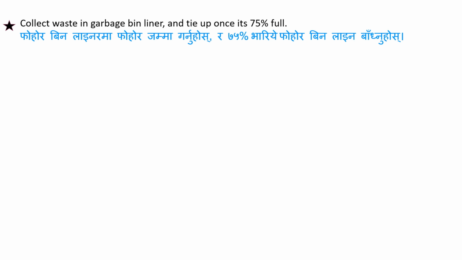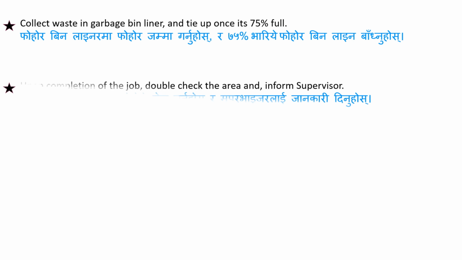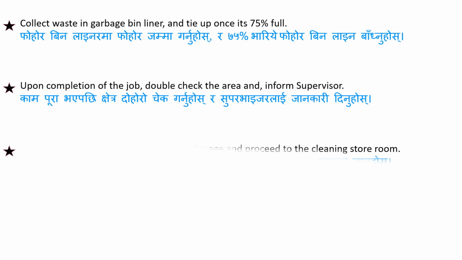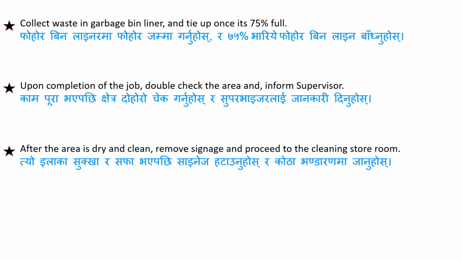What you have to do? Once you have completed your dust control mopping, the waste will come out. So you have to place that garbage inside your bin liner. Once the garbage bin liner is 70% full, you have to tie it and discard it. Once your job is completed, you have to double check the area. If there are any missing areas, you have to inform your supervisor immediately. Once the area is dry, clean and tidy, you have to remove your signages, collect all your equipment and proceed to your storeroom.